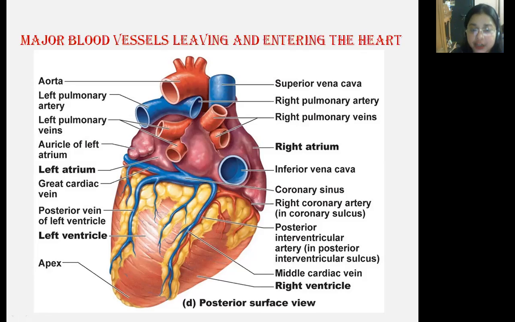Again, the major blood vessels which are bringing blood to the right-hand side and propelling blood from the right-hand side of the heart are totally responsible for the circulation of deoxygenated blood, and the major blood vessels which are bringing blood to the left-hand side of the heart and propelling blood from the left-hand side of the heart are responsible for oxygenated blood circulation.